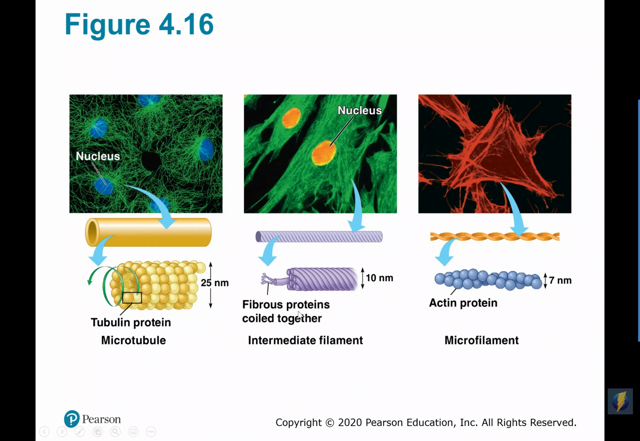And then intermediate between the microfilaments and the microtubules are these intermediate filaments. They are made up of these fibrous proteins that essentially get coiled together, kind of like rope, and so they act like guy wires inside the cell.